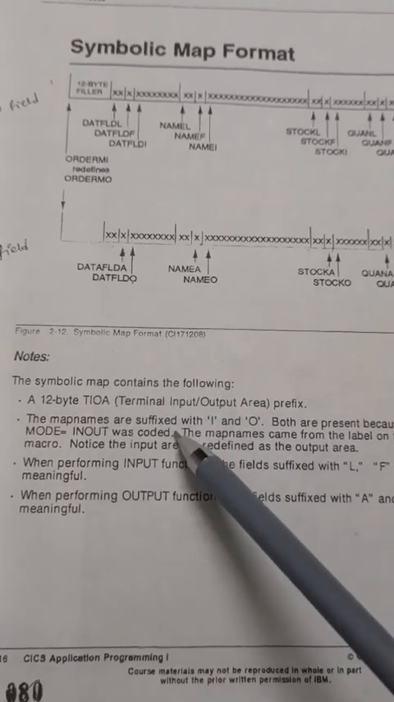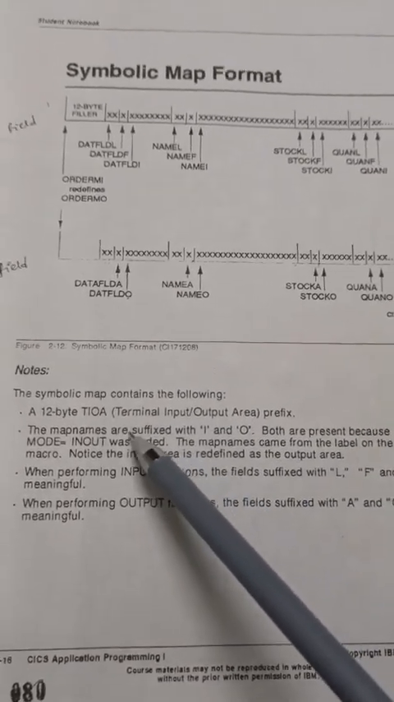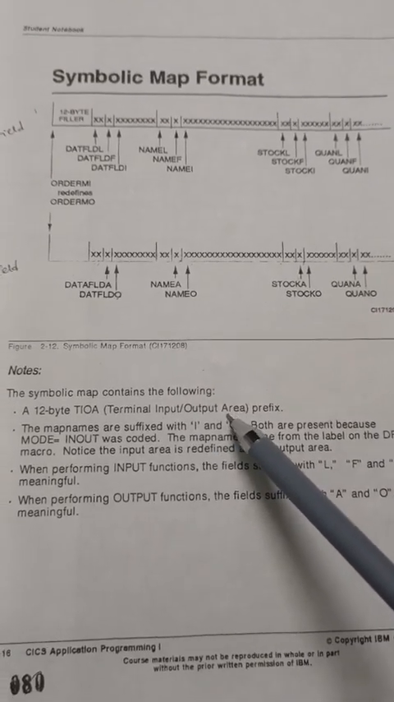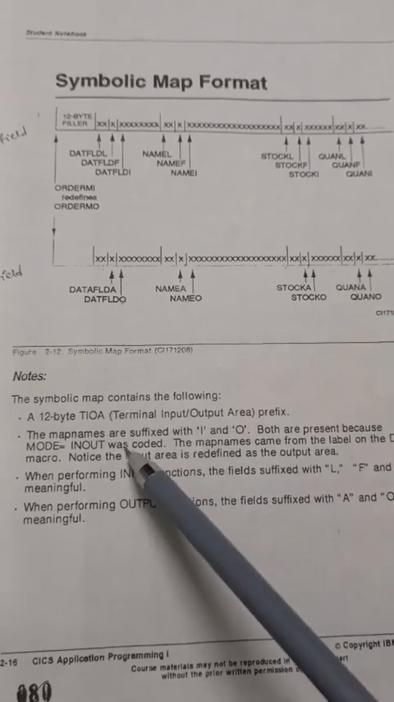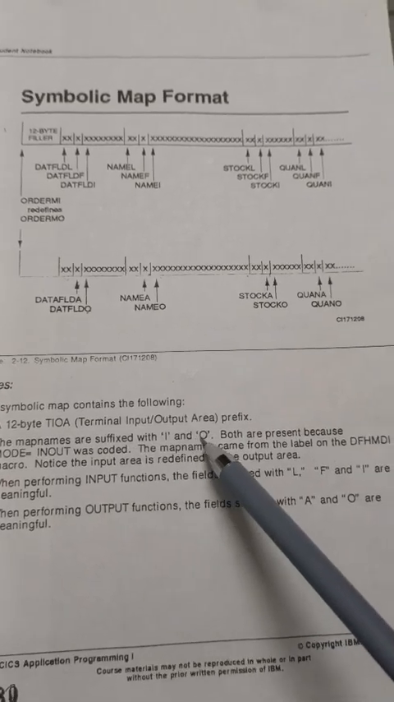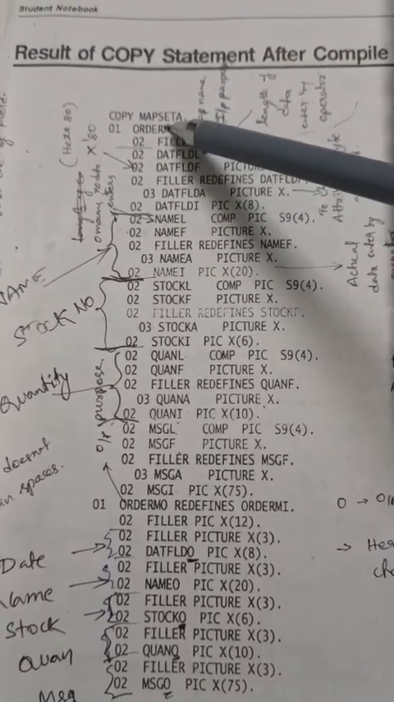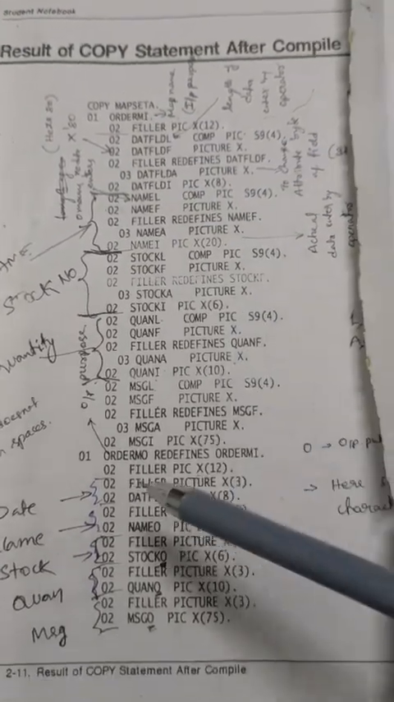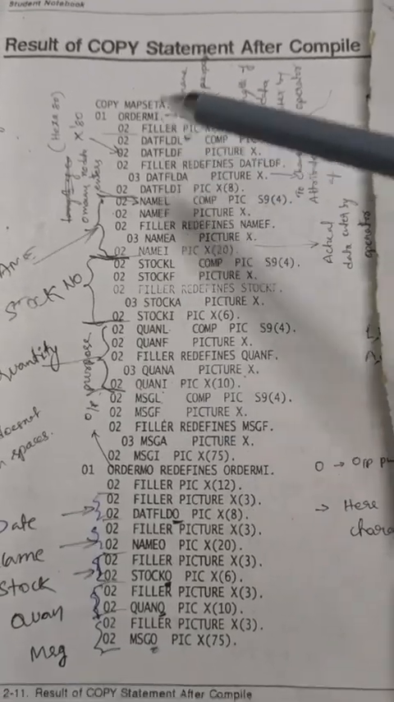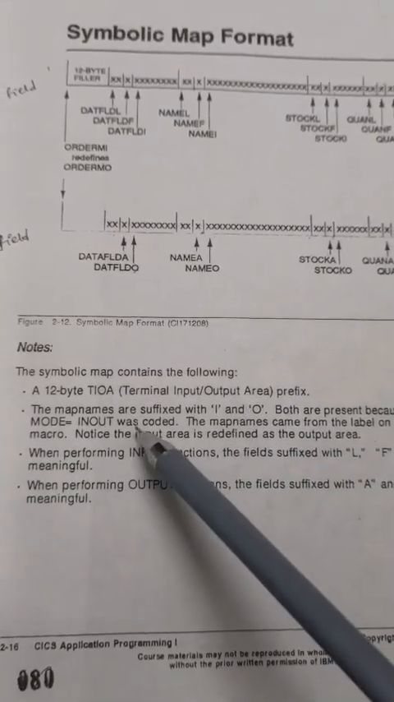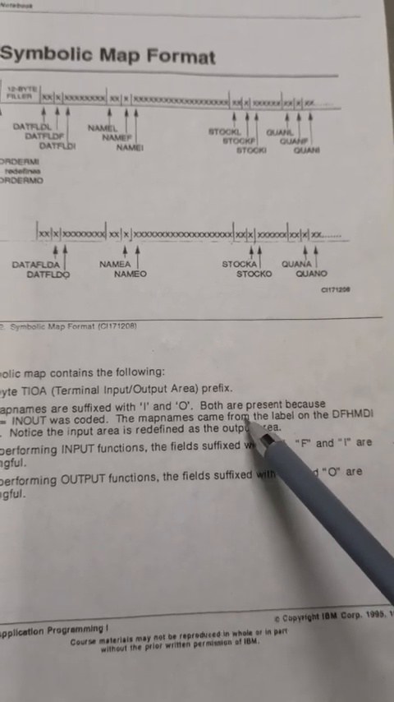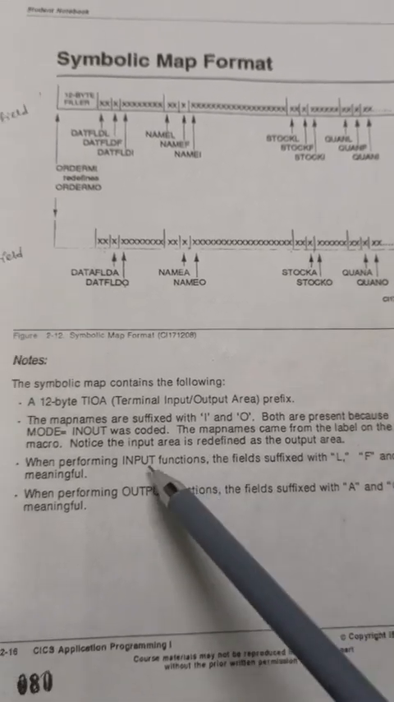We can see the fields I mentioned, like 12 bytes is a terminal input. It will store the prefix area. The map name, whatever it is, suffixed with I and O, both are present because the mode was coded as output here. Because in the physical map side we have coded both input and output, that's why in the symbolic map it generates both M I as input and M O for output in the same map set. That's why they are telling here mode is equal to input output. The map name came from the label in the DFHMDI macro.